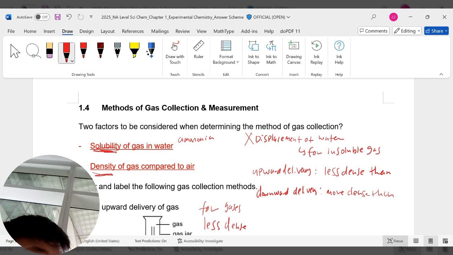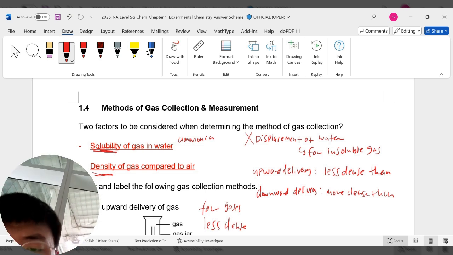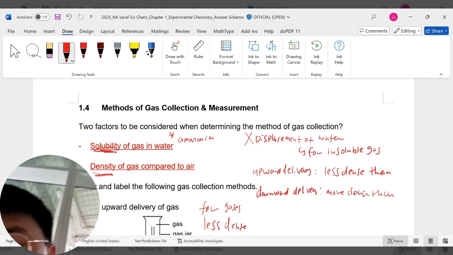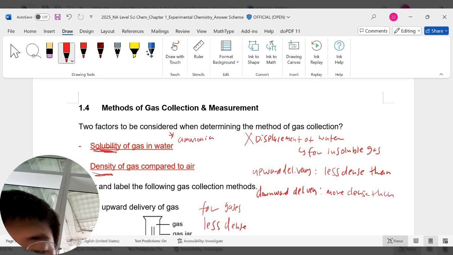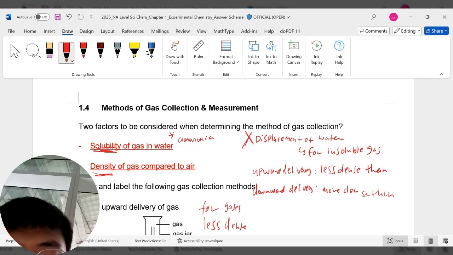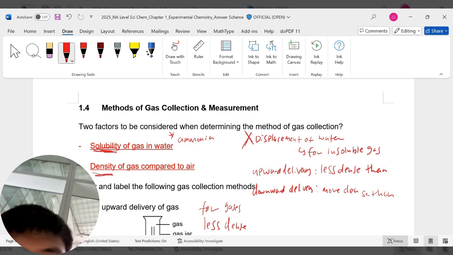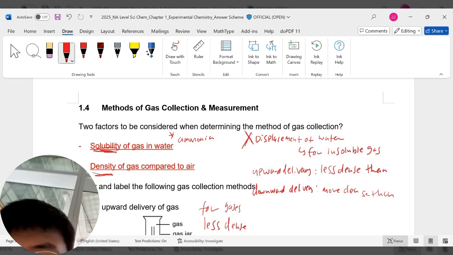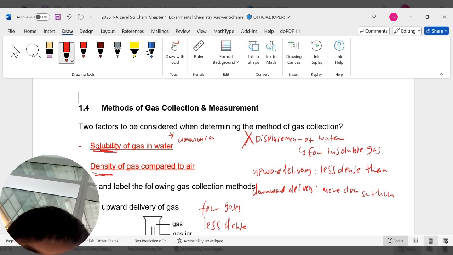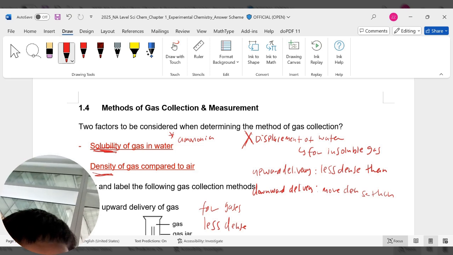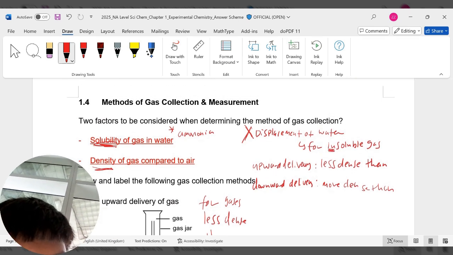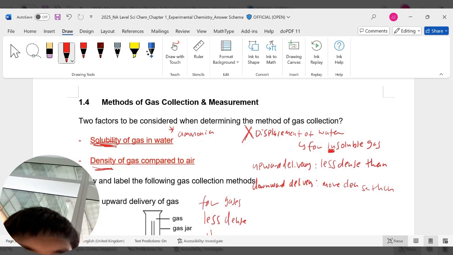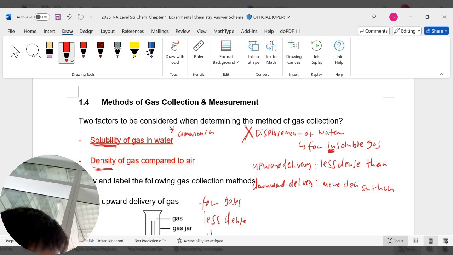For example, ammonia is a gas that is soluble in water. If it's soluble in water, then you wouldn't want to use displacement of water. Why? Because all the ammonia will dissolve in the water, and there's no ammonia left for you to collect. So displacement of water is only for insoluble gases.